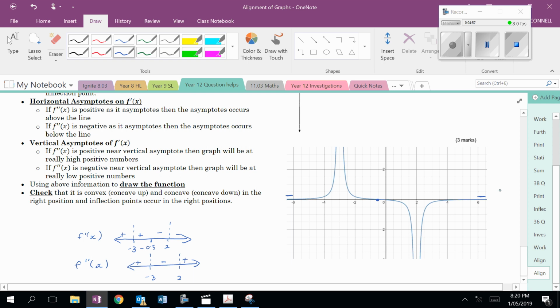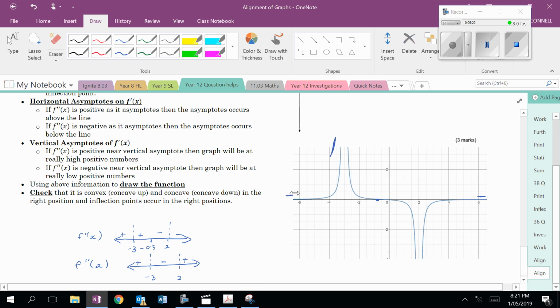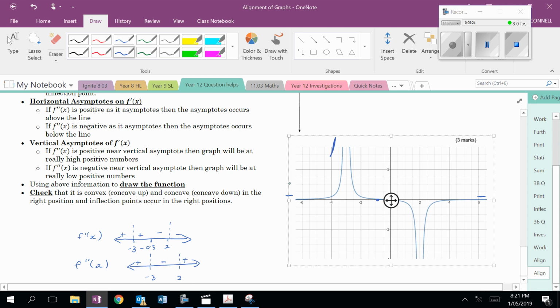Now vertical asymptotes, if the second derivative is positive near vertical asymptotes, then the graph will be at really high positive numbers. In other words, it'll go up to positive infinity. And if the second derivative is negative, it'll go down to negative infinity. Okay, alright, so vertical asymptote at minus 3. On this side it's positive, so it'll be going up to really high numbers like that. So it'll look something like, whoops, let me just get back onto drawing. It'll look something like that.